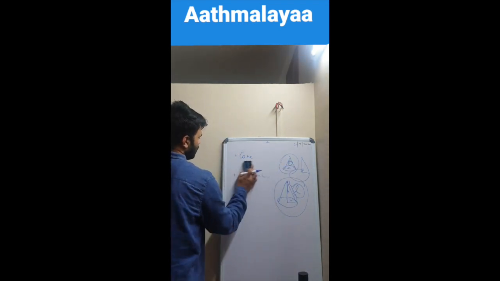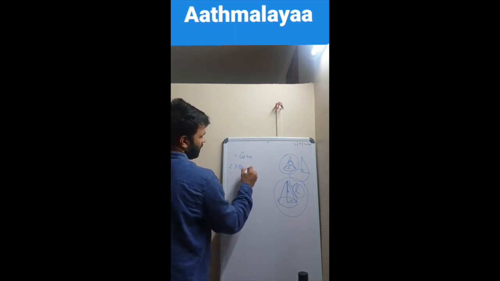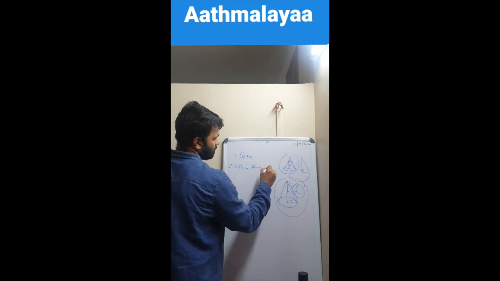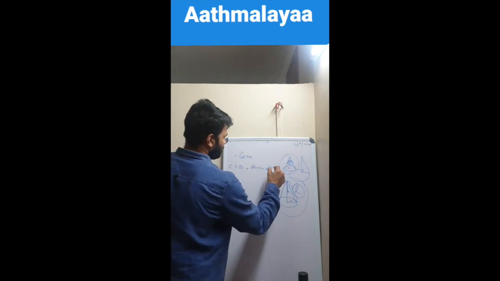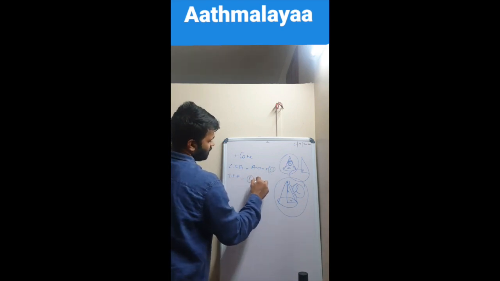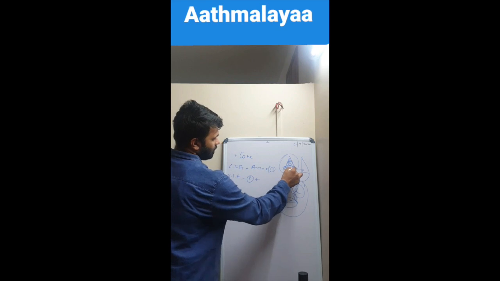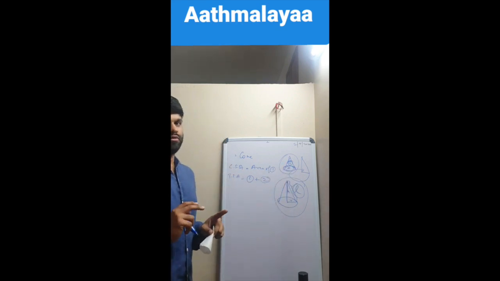Now we are considering only the cone, right? So curved surface area is the area of this portion, only this curved portion. The area of the first portion. And TSA is the area of the first portion plus the area of this circle, the second portion. Clear?